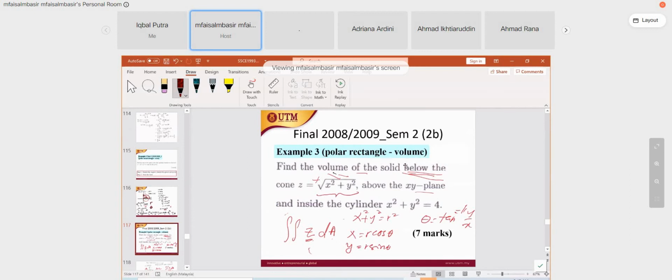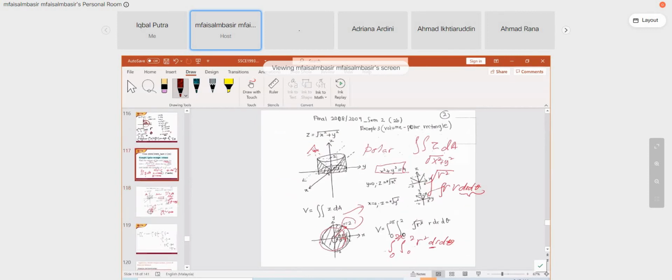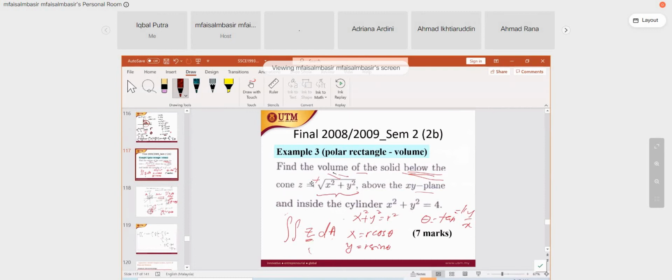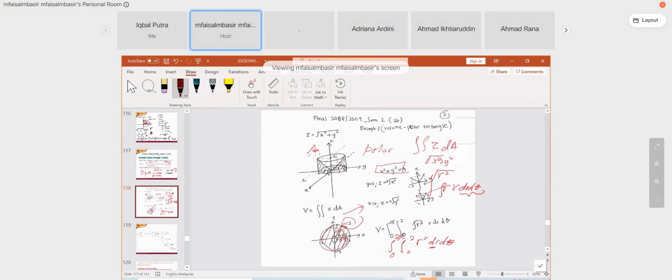Find the volume. So volume is the double integral of z dA. This is just a cone, I think. This is a cone. Okay. So they ask you to find the volume below the cone, above the xy plane, which is here. So make sure you already master chapter 1 to answer this, because your test 2 will cover chapter 3 only, double and triple.